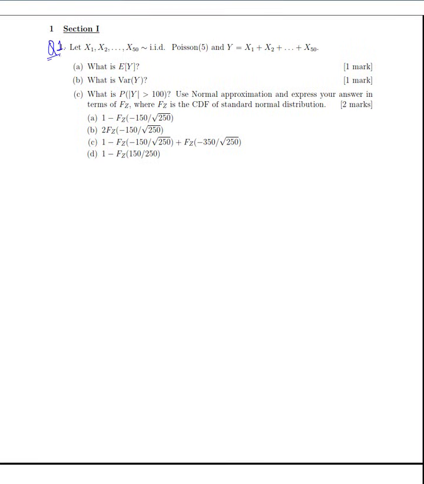Question number 1. It says let x1, x2 up to x50 be IID Poisson 5. So you have 50 IID samples from a Poisson distribution with parameter 5. Let's write it down. So we have x1, x2 up to x50 IID Poisson 5. Now we are taking another random variable y, that is the sum of all these random variables x1, x2 up to x50. The first question that is asked is what is the expected value of y?